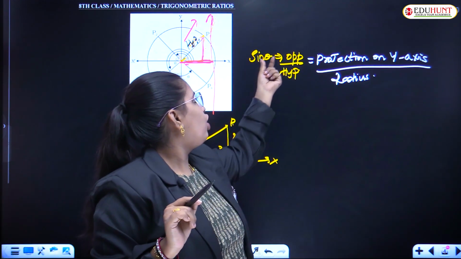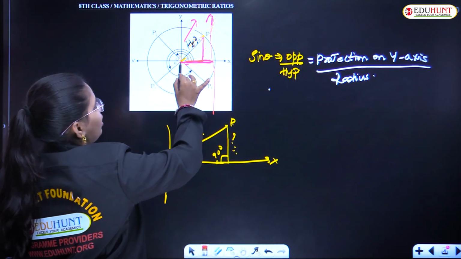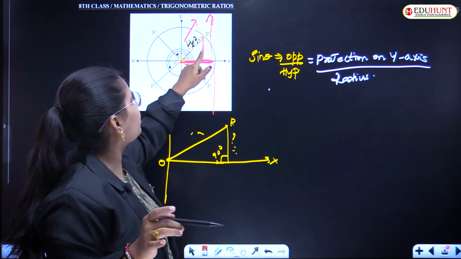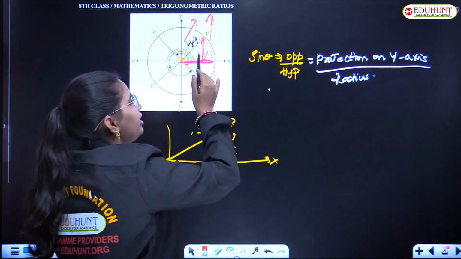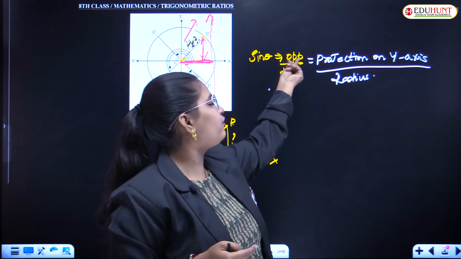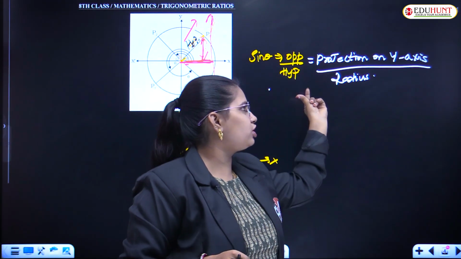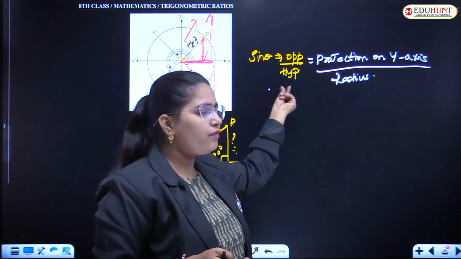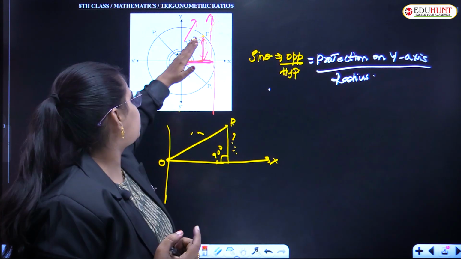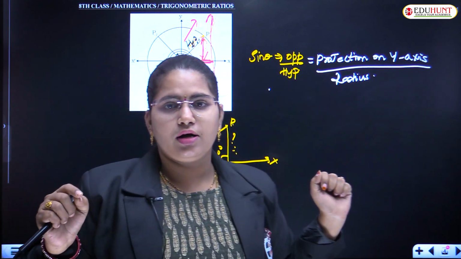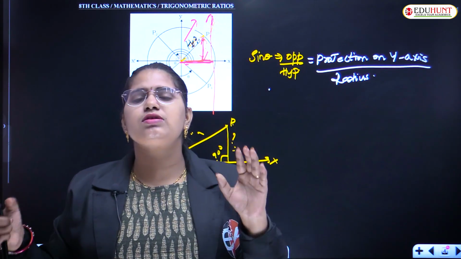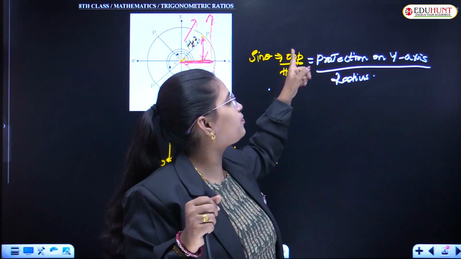So what I am doing here: opposite is nothing but the projection on the y-axis. Can you see here? This is my perpendicular line. I have drawn a perpendicular line which is parallel to the y-axis, which is the projection on the y-axis. So I have renamed the opposite side as projection on the y-axis, and I have renamed the hypotenuse side as the radius of the circle. Understood?